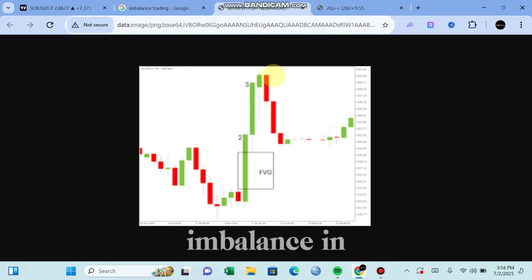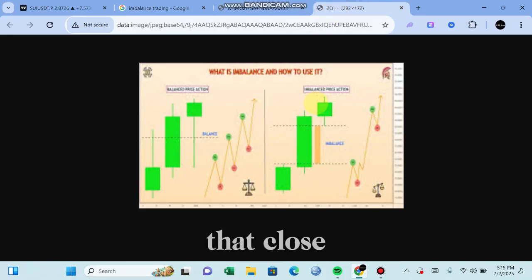There's also an imbalance in this particular one. See this candle right here, from its wick to the wick of this other candle, there's a space. This space right here is what we call imbalance. So in our trading strategy, you should look for an imbalance. There is also another example that illustrates it. We see this very big candle, but there is no imbalance, because the wick of this candle and the wick of this candle close up and fill the gap.